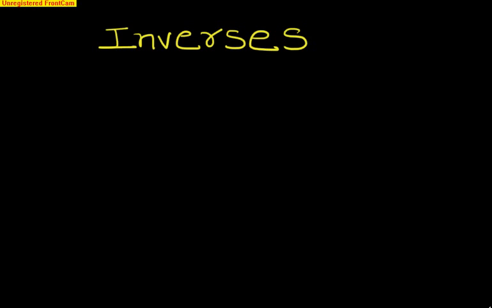Hello friends, our today's point is inverses. Friends, first I will tell you what is meaning of inverse. Suppose A is a matrix, the coefficient matrix, Ax equal to B. Simple linear equations represented in the matrix form. Here A is the coefficient matrix, X is the unknown matrix, and B is the right hand side of the equation.